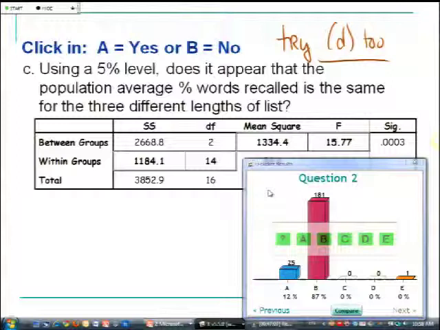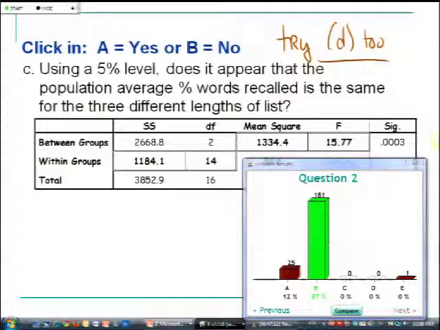Majority do have it correct. Our answer here should be no. Does it appear that the population average percent of words recalled is the same? Does it appear that you should stay with H0? Because that says they're the same. And we'd say no, you shouldn't stay with H0. You should reject H0.